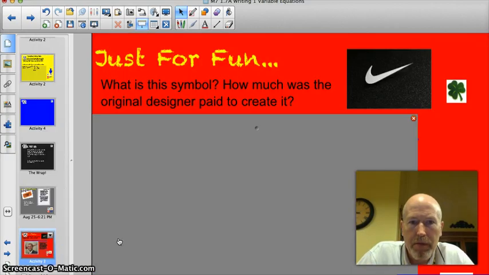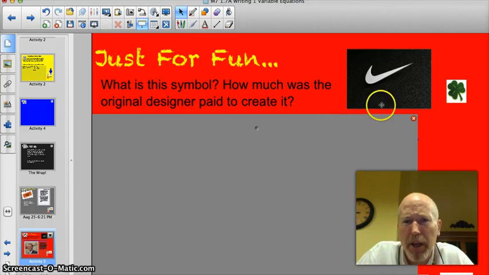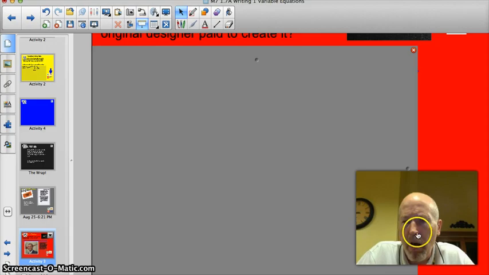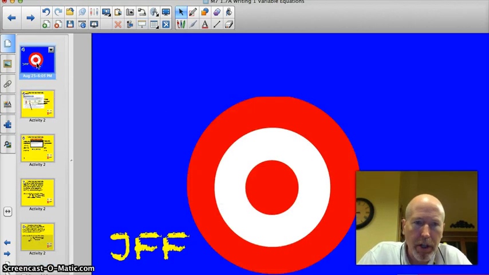All right, just for fun. What is this symbol and how much was the original designer paid to create it? If you don't know what the symbol is, you may have been living under a rock with Mr. Persons the last couple of days or years. All right, enough of that beating on Mr. Persons. Let's go back to the target.